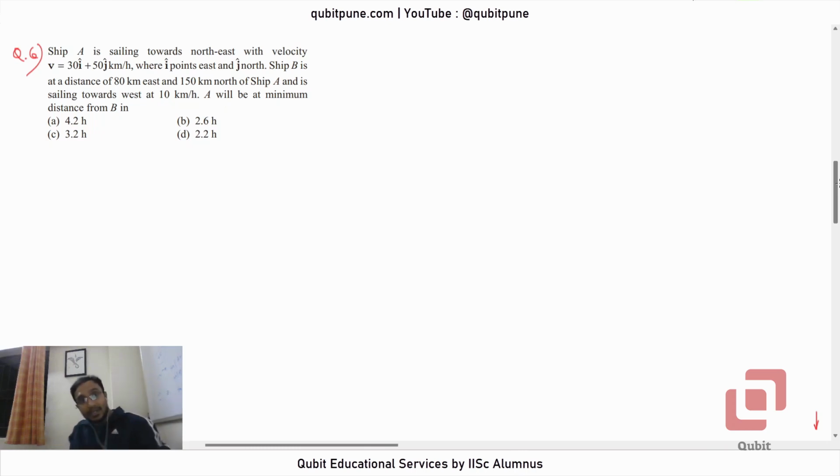Okay. Now there are two ships. Again we are assuming that these ships are particles. Well, they are not, but for our understanding we are going to do that. So we have ship A. It is sailing towards northeast with velocity v bar equal to 30 i cap plus 50 j cap. So VA bar is equal to 30 i cap plus 50 j cap kilometers per hour. I east, j north. Okay, that's fine.